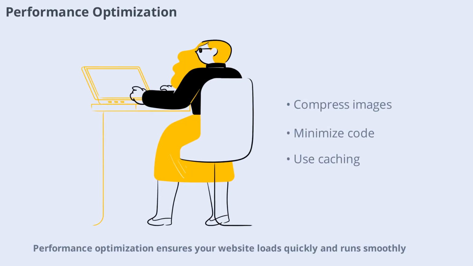Performance optimization ensures your website loads quickly and runs smoothly. Techniques include compressing images, minimizing code, and using caching. Fast websites provide a better user experience and can improve search rankings. Let's look at some ways to optimize your site's performance.